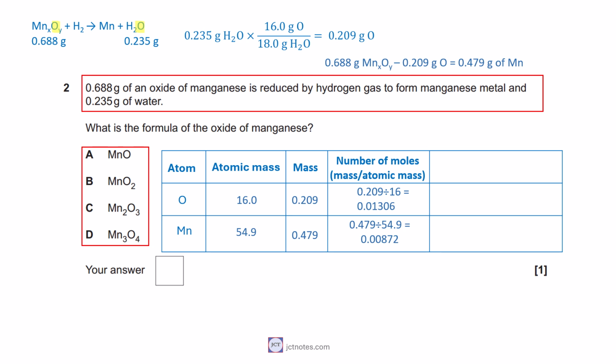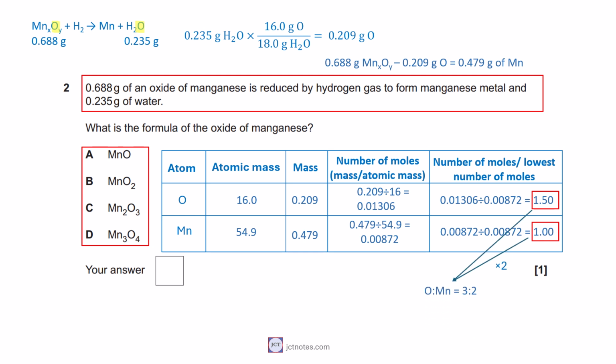From these numbers, I choose the smaller number, and in the fifth column I divide each number of the fourth column by this number. In this case, the lowest number is 0.0872, and in the fifth column I get 1.5 for oxygen and 1 for manganese. Multiplying these numbers by 2, we have the proportion oxygen to manganese is 3:2. Then, the formula is Mn2O3 and the answer is C.